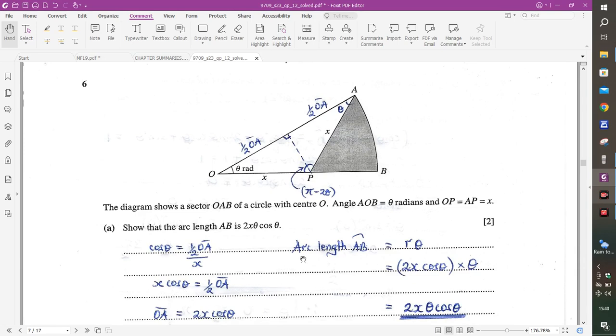And then arc length, you know that it is supposed to be r theta. So our r, remember OA, OB is the radius of that given arc. So we have 2x cos theta, then times the theta here. So it becomes 2x theta cos theta, which is the one they told us to show.